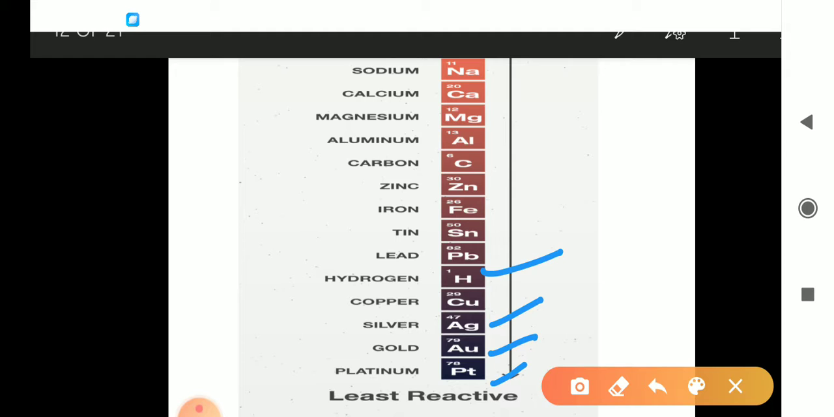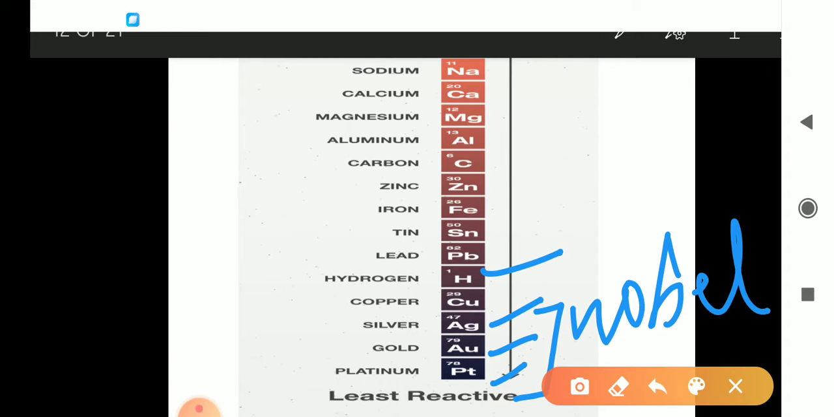These metals do not react with acid, alkali, or water, which means their reactivity is very less. They are all called the noble metals. They are called the noble metals because they do not react. Their reactivity is less. They do not react with acid, alkali, and water. That's why they are called the noble metals.